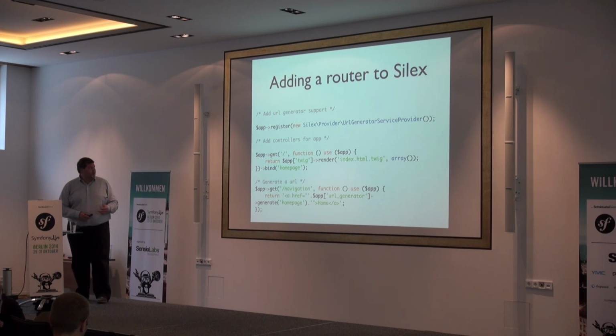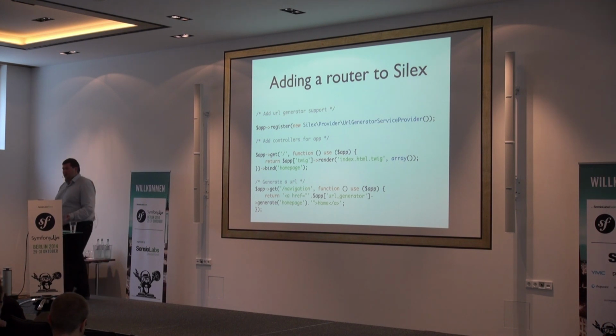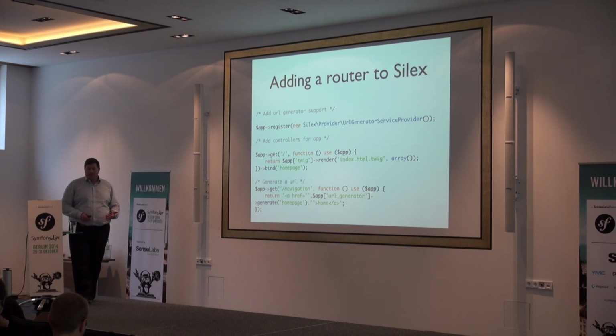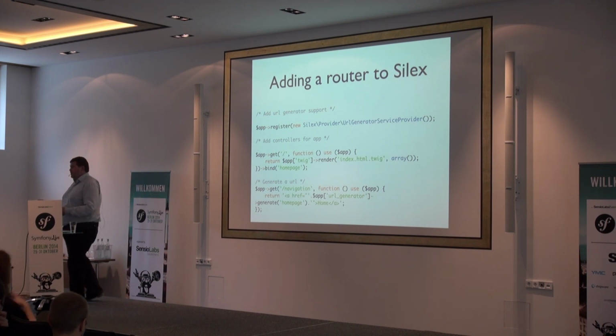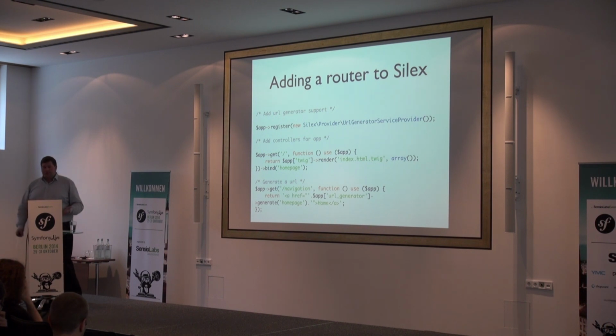But the important piece to focus on is the bind homepage. That's going to give this controller a URL that I can reference later. So when I want to generate a URL for the homepage, I have the context to do so. That's exactly what we do in the second controller. When I go to /navigation, all I want to do is print a link to the homepage. So I can use the URL generator service and generate a URL for the homepage.